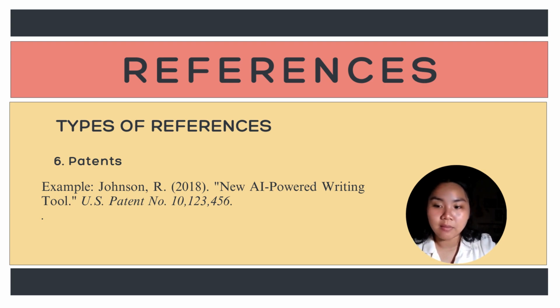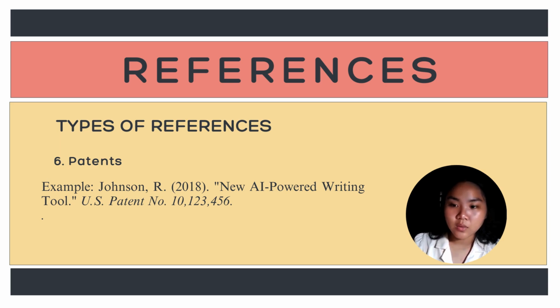So this is the example reference for the patents. First, we have the inventor's name, followed by the year of publication, which is in parentheses. And lastly, we have the title of the patent, which is in quotation marks, followed by the patent number, which is italicized to distinguish it as a unique identifier.